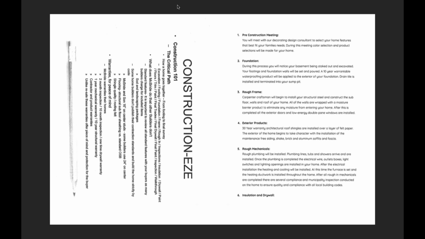The rough frame, exterior products, let's go back down. Rough mechanicals. Now, one part before they start, when they do the rough mechanicals, depending upon the builder, they might want to meet you to do the electrical. Where do you want that electrical outlet? Where do you want that light fixture? Where do you want this and that? Your cable, your phone, all those things. So there'll be another meeting.